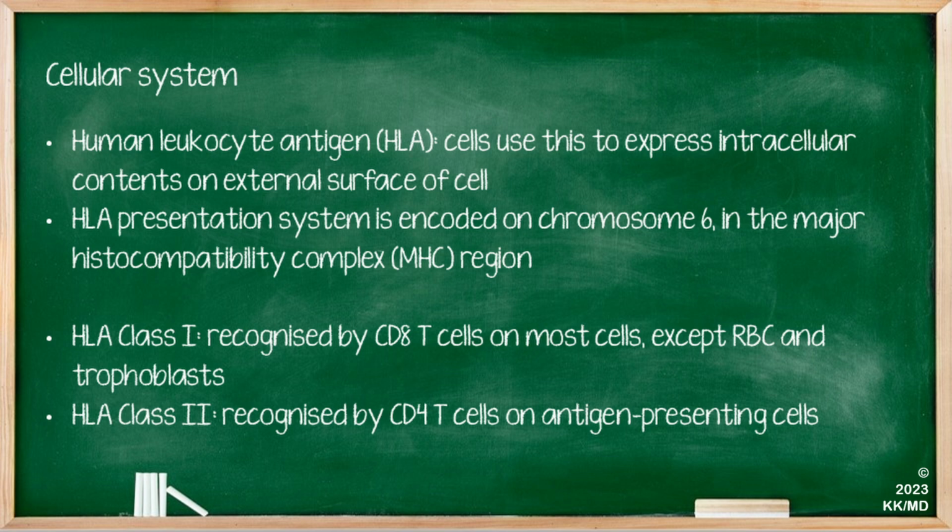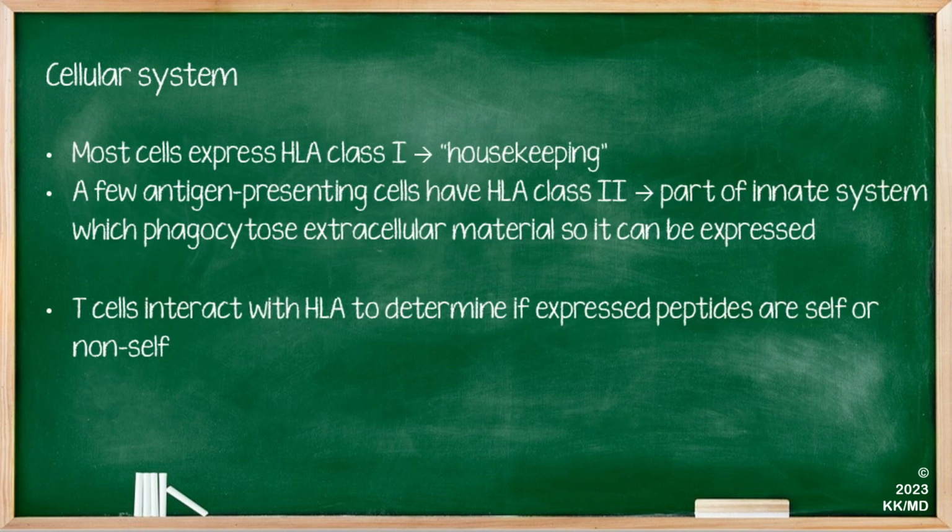HLA class 2 is recognized by the CD4 positive T cells on antigen presenting cells, which we talked a little bit about in the episode on innate immunity. Most cells express HLA class 1, also known as the housekeeping HLA. A few antigen-presenting cells have HLA class 2, and these are part of the innate system, which phagocytose extracellular material so it can be expressed. T cells interact with HLA to determine if expressed peptides are self or non-self.